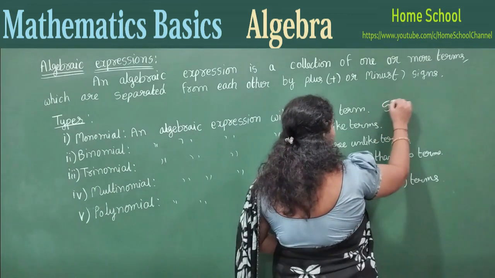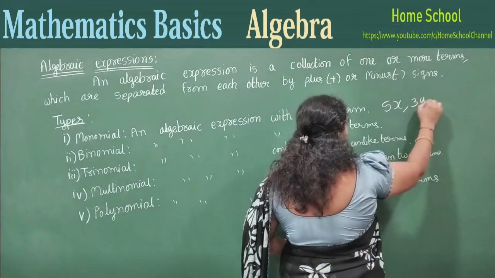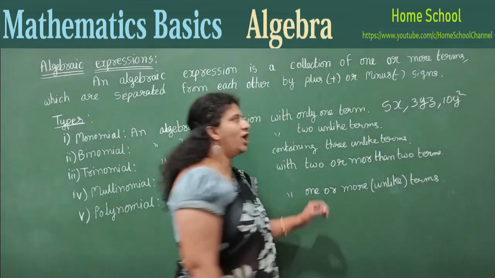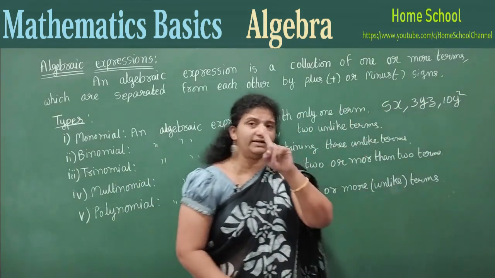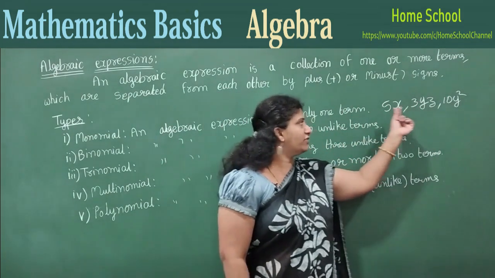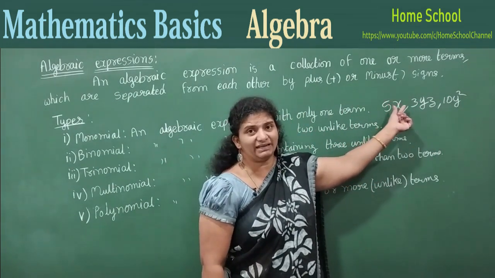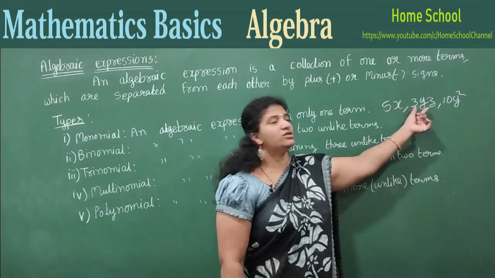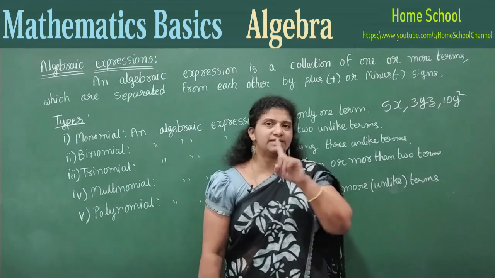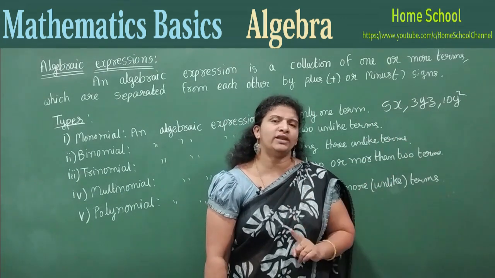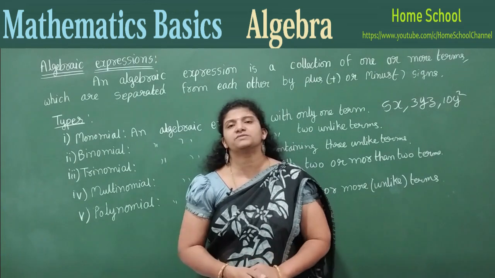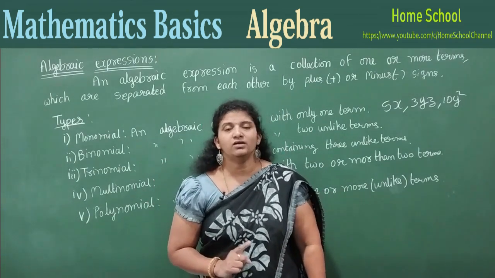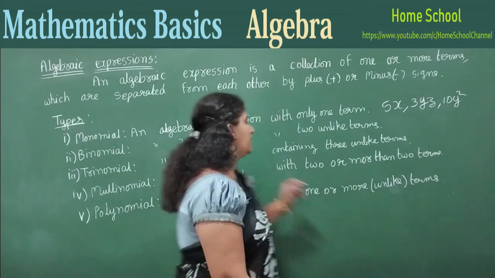Example: 5x, 3yz or 10y square. See, all these have only one term. Look here, you may be confused. 5 is a constant, x is a literal, but combined I call it a term. Here also 3yz is a single term. If you have only one term in the algebraic expression, we call it a monomial. Monomial. Next one.